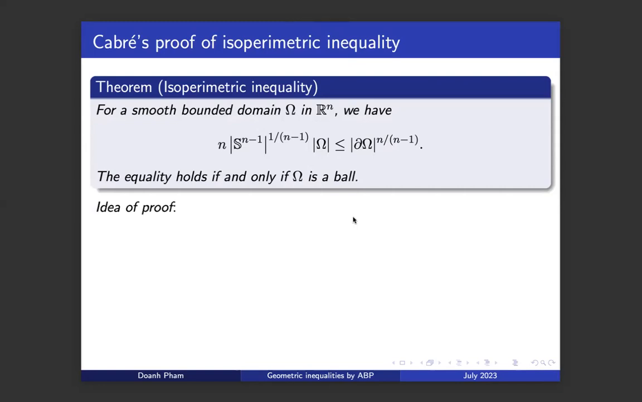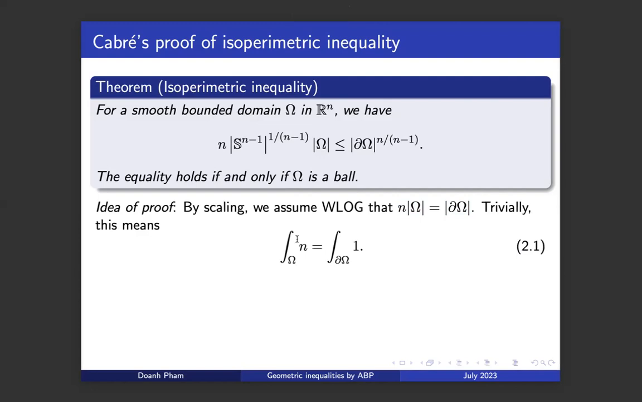So the idea of Cabré's proof is based on analyzing the contact set, just like in the proof of the ABP maximum principle. By scaling, we can assume that the surface area of omega is n times the volume. We make it look like a ball, because if you think of a ball, then the surface area is n times the volume. This is convenient for us later.